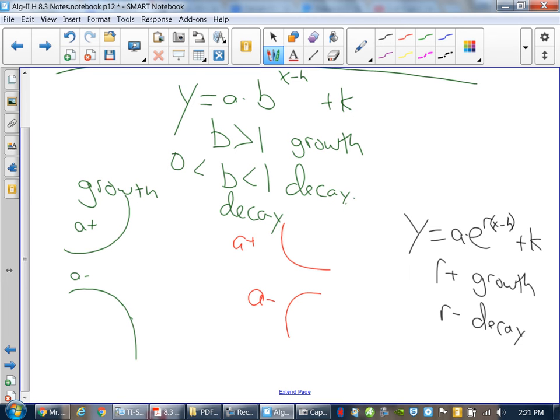And then what does it look like? If it's growth, then it just comes back to here. And if it's decay, it comes back here. And you just go back to the same rules of a. It follows the same patterns.